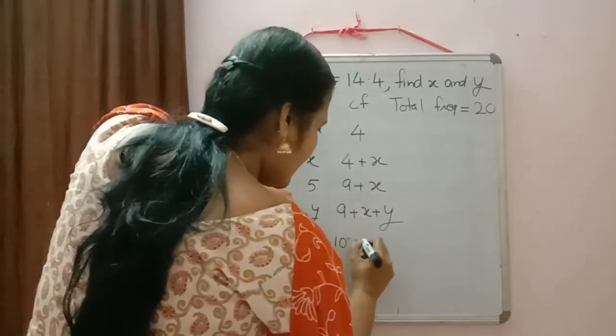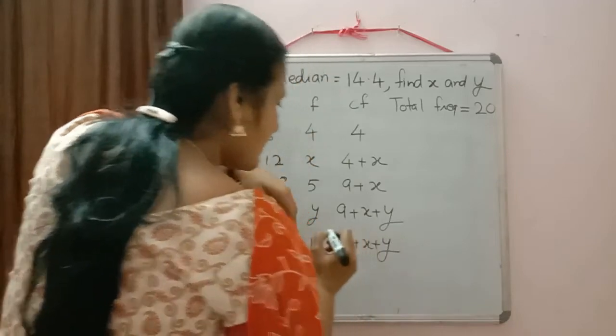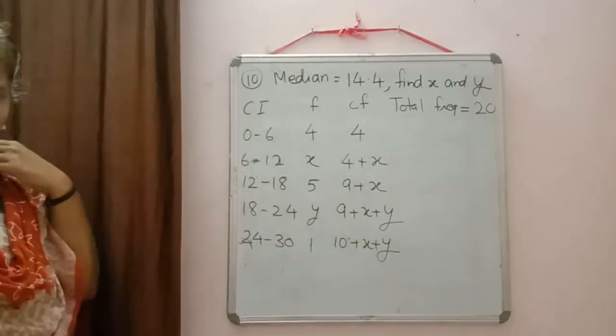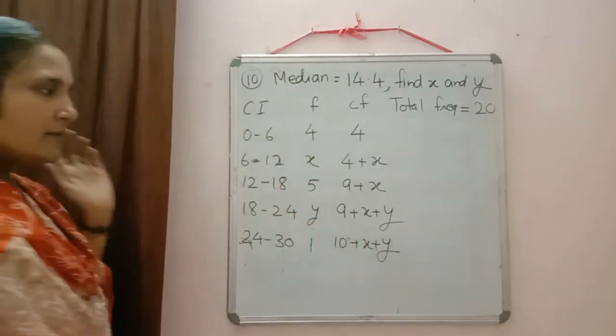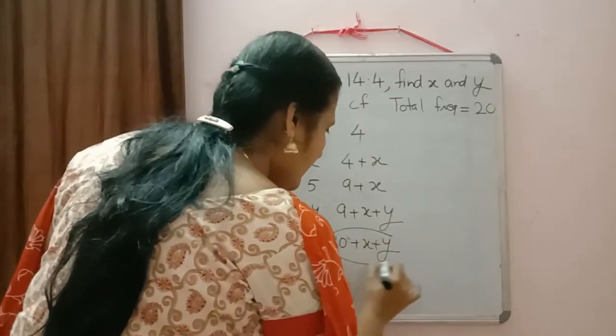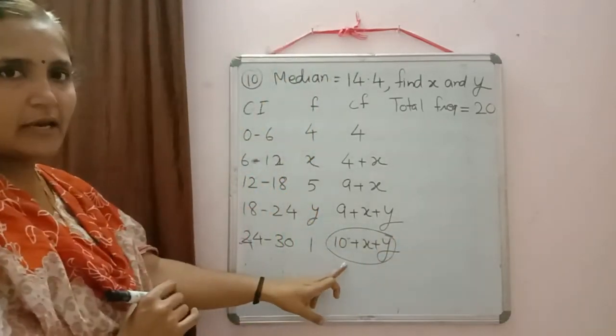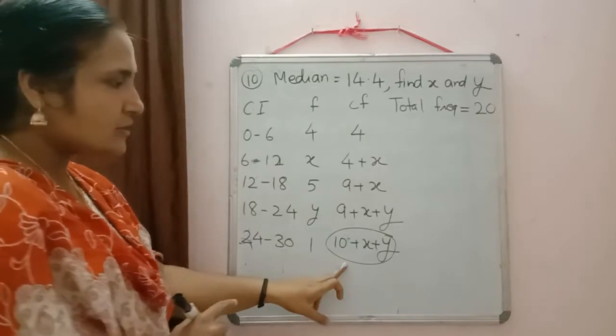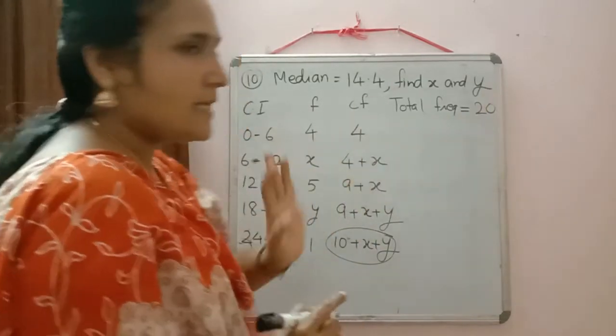So we will get here 10 plus x plus y. So this is the information which we got. Now next, what is 10 plus x plus y? Here we are getting total frequency. But already in the question it is given total frequency is 20.